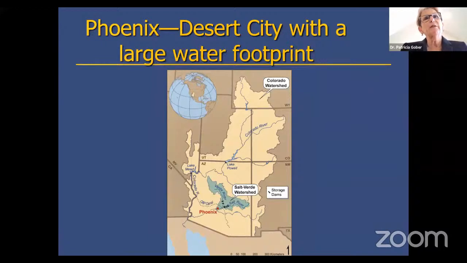Let me tell you a little bit about Phoenix as a background for the research that we did. Phoenix has about 4.5 million people, and it enjoys a fairly diverse water supply. It gets water from the Salt and the Verde River, immediately upstream from Phoenix. It gets water from the Colorado River, and also it has groundwater. So in times of shortage of the surface supplies, we've been able to call upon our groundwater sources to support the city.